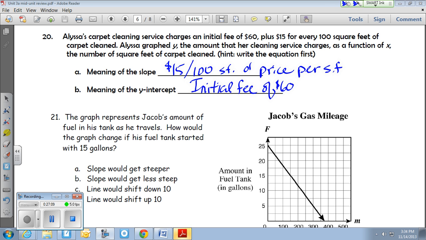So we're just talking about, this is a real world scenario, and if you were making an equation of this scenario, what would the slope represent and what would the y-intercept represent?